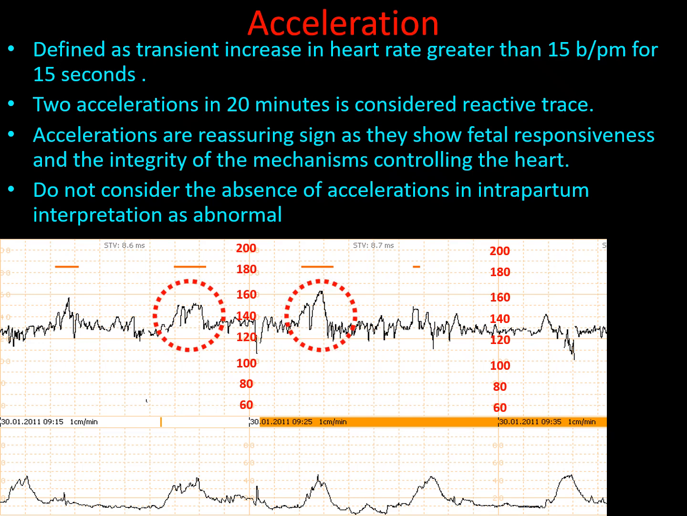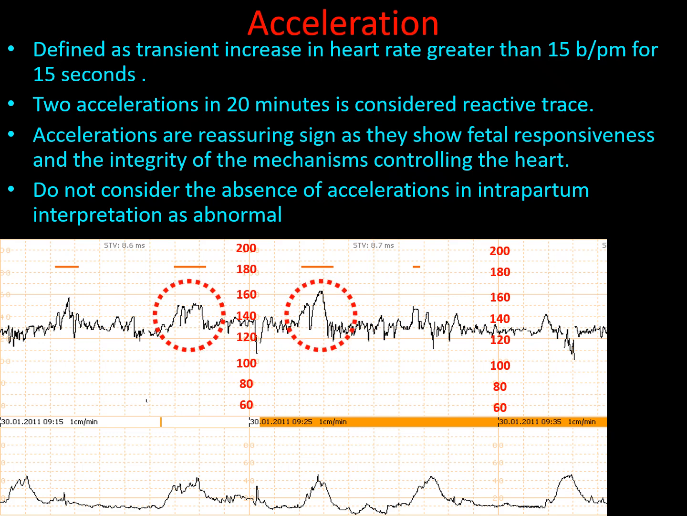So don't consider the absence of acceleration in the intrapartum interpretation as abnormal. Why? Because the fetus is going through a hypoxemic stage during the uterine contraction, and this hypoxemia will alert the fetus to reserve the blood for the vital organs. So he stops blinking, stops breathing, stops movement, and all this is the cause of the absence of acceleration. So during labor, absence of acceleration shouldn't be considered an ominous sign.